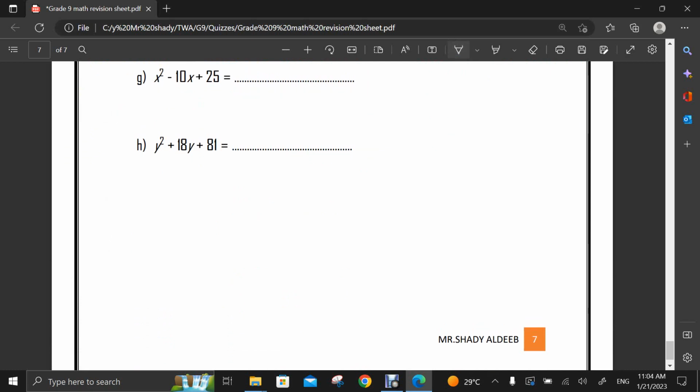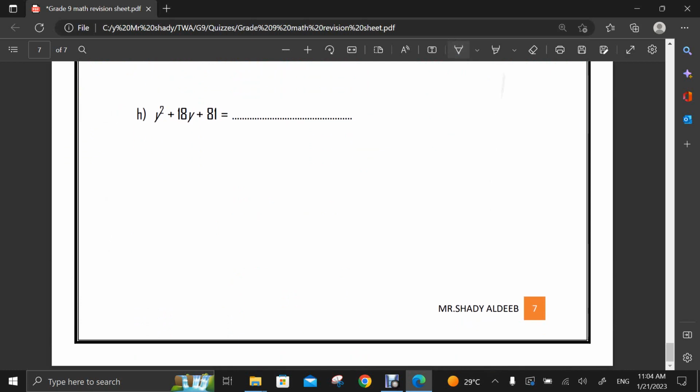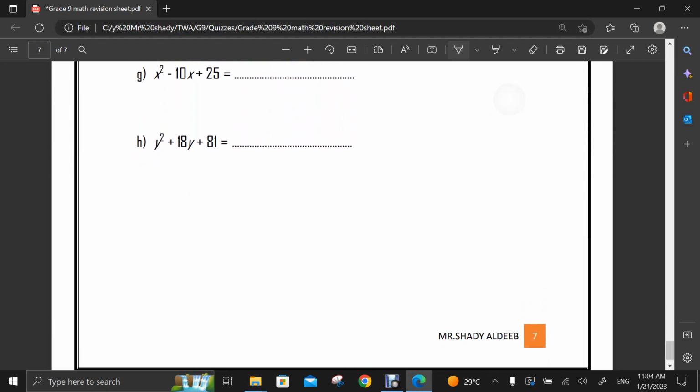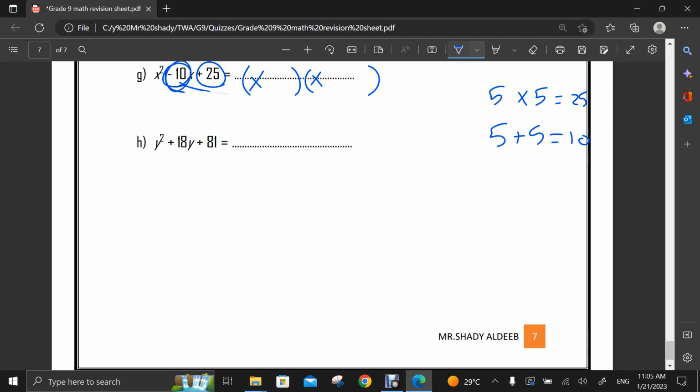Letter G, x power 2 minus 10x plus 25. Two brackets, x and x. You're searching for two numbers. The product of them is positive 25 and the addition is negative 10. Okay. So someone says, Mr., okay, it's easy, 5 and 5, because 5 times 5 is 25. Okay, let's add them. 5 plus 5 is 10. Hey, it's not negative 10.